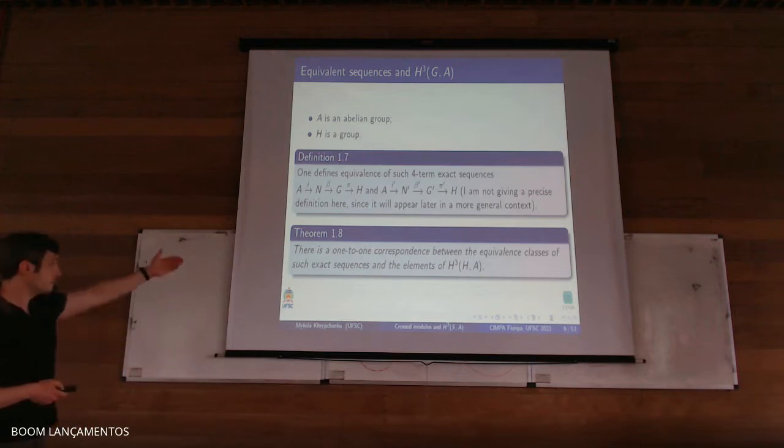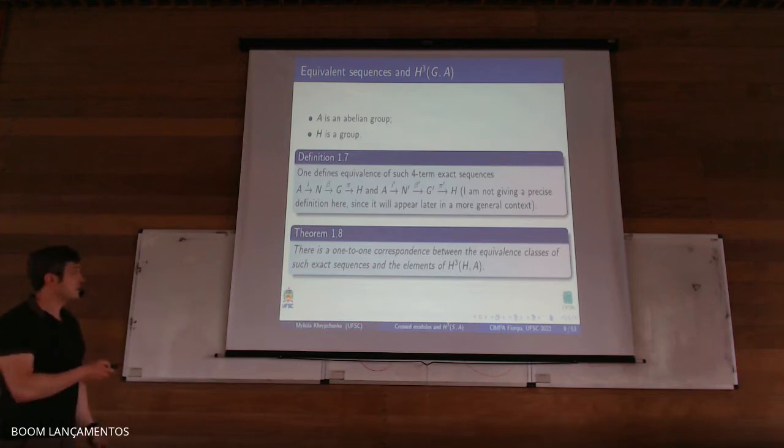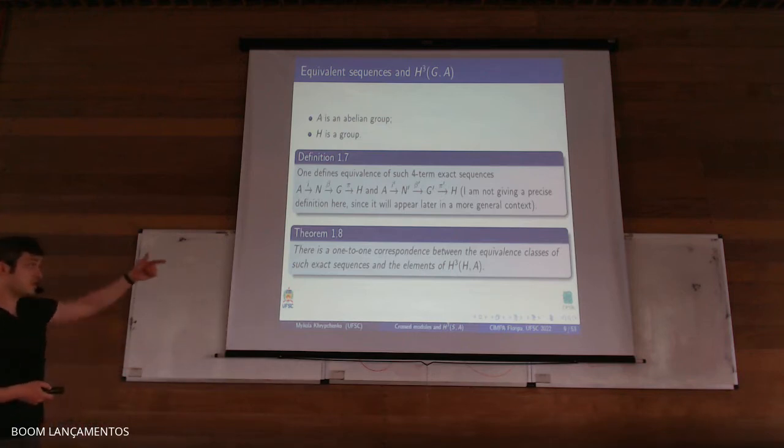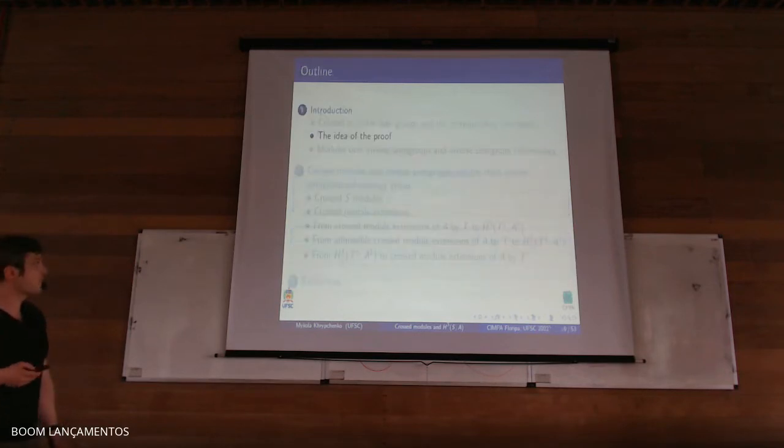And it was proved by Maclane, I guess, that there's a one-to-one correspondence between such equivalence classes and the elements of the third cohomology group of that group H with values in the module A. Now, let me give you some idea of the proof.